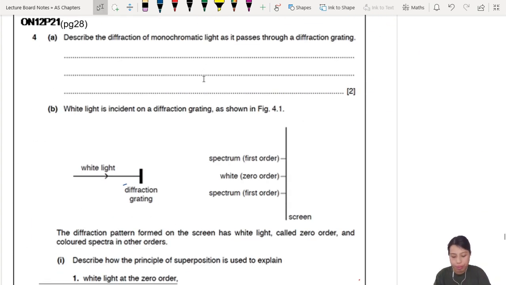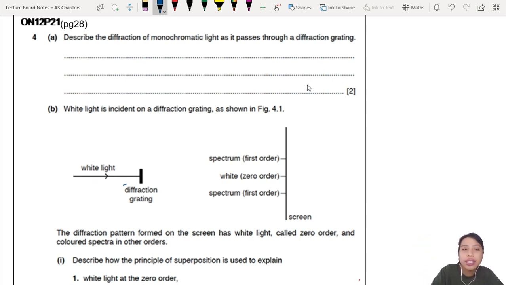Now we come to structure question 2, page 28. Lots of more writings now. Describe the diffraction of monochromatic light as it passes through a diffraction grating. Describe, you can draw lah. You say, the wave go here, then it spreads out. But you need to describe it for 2 marks.